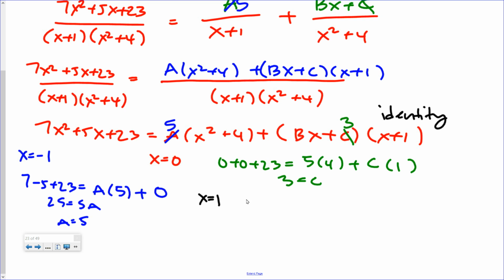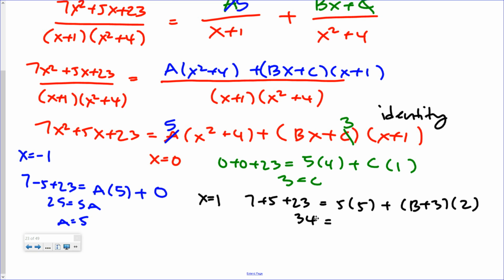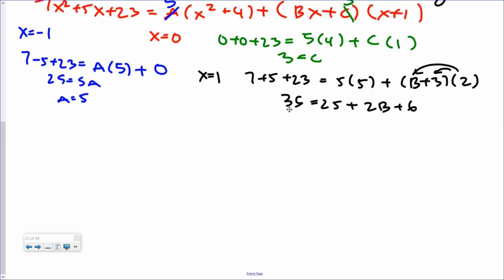So guys, if I put X equals 1, what I'll get is 7 plus 5 plus 23, plugging it right back into the identity. It's equal to 5 times 5 plus, I'm doing X equals 1, that's going to be 1B plus 3 times quantity 2. On the left side I have 12 plus 23, which is 34, I believe. Is that right, or 35? 35. Okay, it's going to be 35 is equal to 25 plus, I'm going to distribute this 2. That will be 2B plus 6. So that will give me 10 minus 6. 4 is equal to 2B.